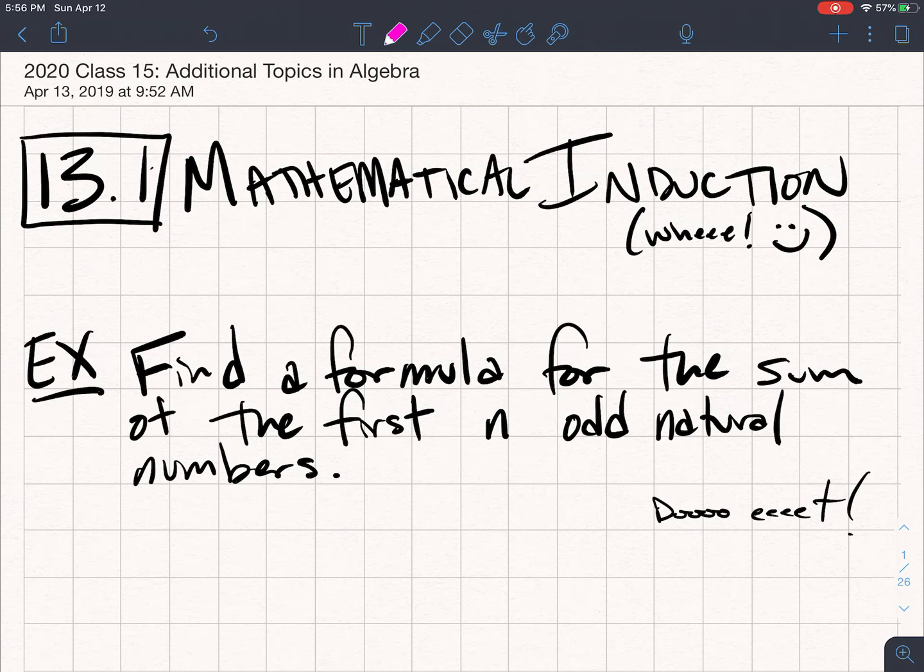Mathematical induction is a proof technique that you can use when you're trying to prove something about all the natural numbers. It is probably my second favorite proof technique. It's pretty cool. It feels super powerful because you can just prove all of the things. So to get started, I want you to try to find a formula for the sum of the first n odd natural numbers. Pause the video, give it a shot.